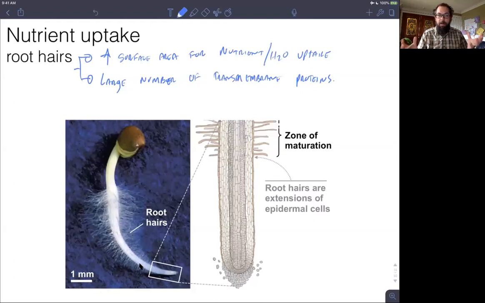But at root hairs, many of those nutrients entering the cortex go into the symplast through transmembrane proteins, the large number of transmembrane proteins that are found along the root hairs themselves. So lots of transmembrane proteins to move these in. And so that facilitates the passage of those nutrients into the plant.